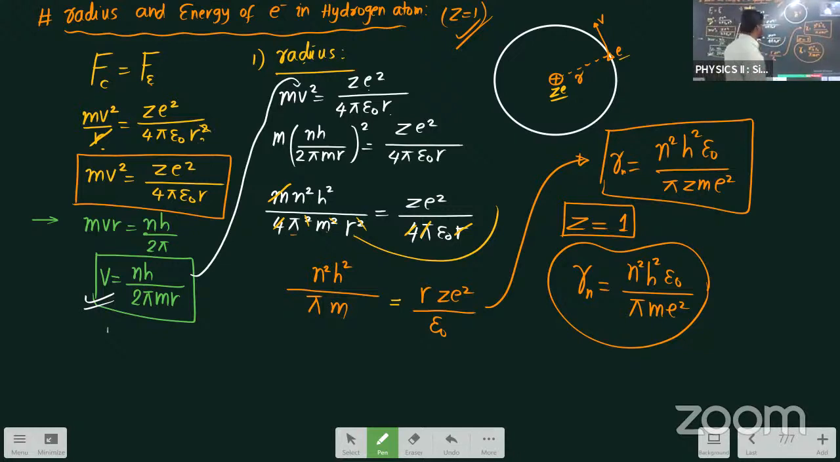So I hope you understood this. Let us move on to the next expression. What is the next expression? The next expression is regarding the total energy. So see here. We got one equation. What was that equation?